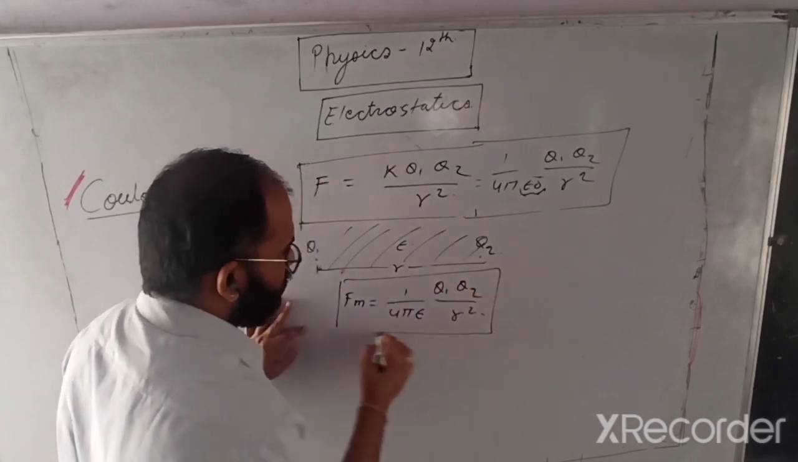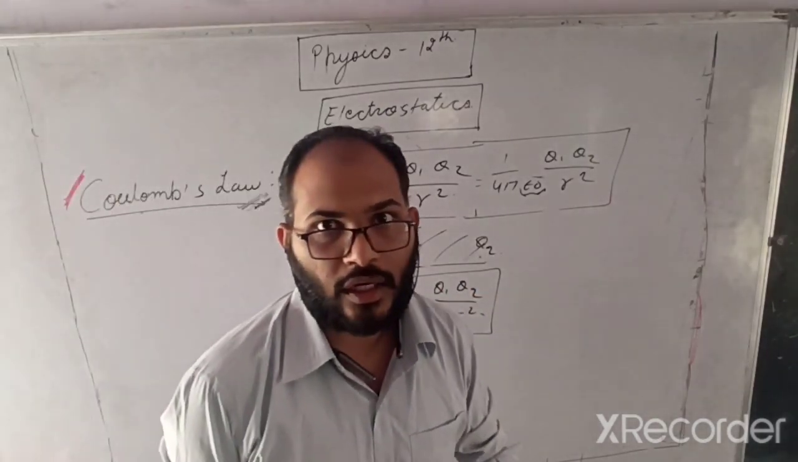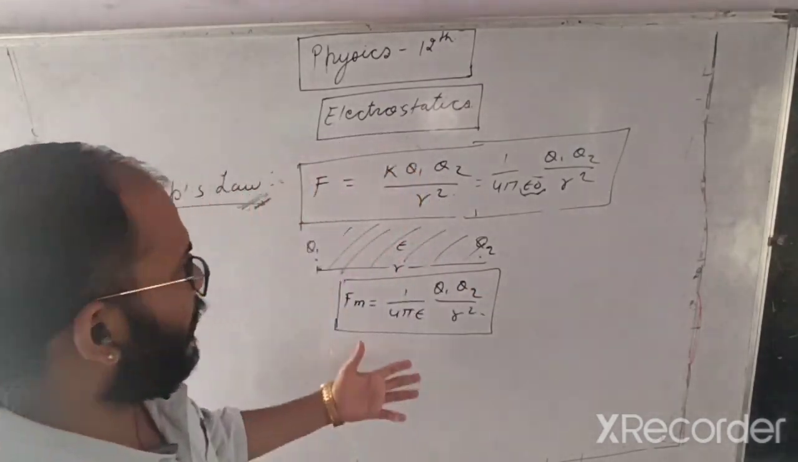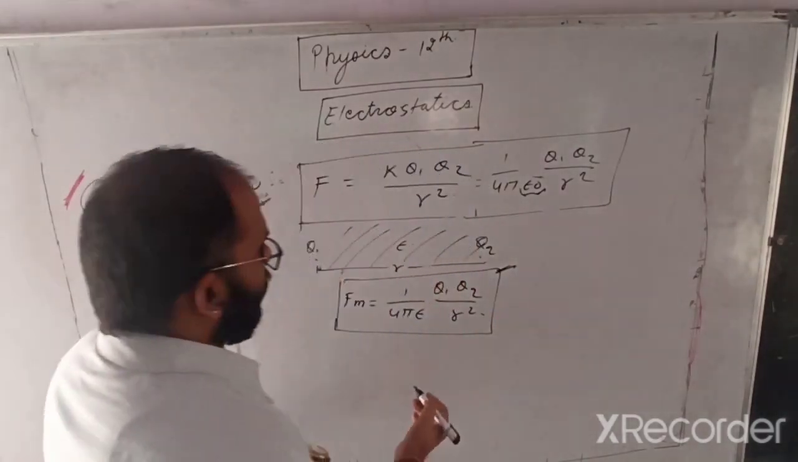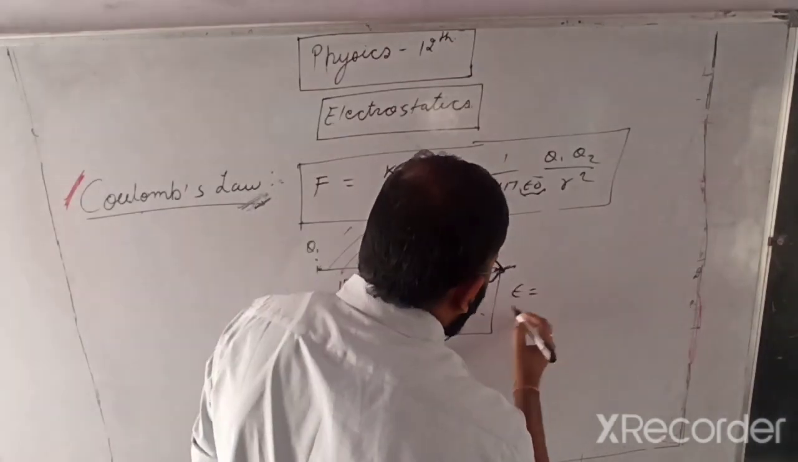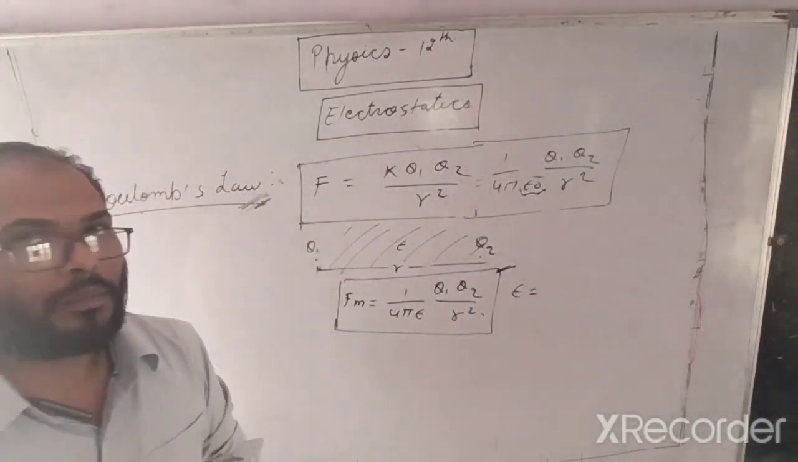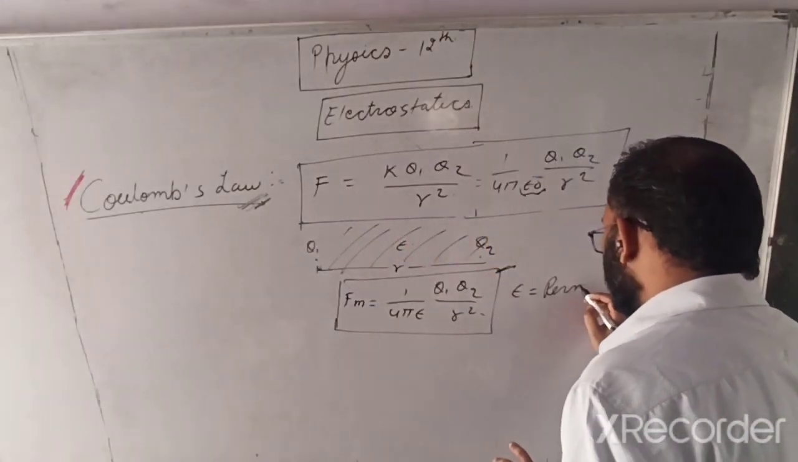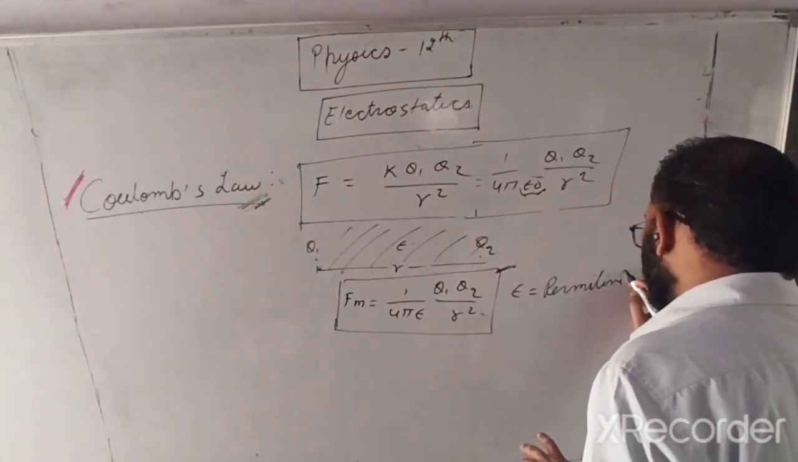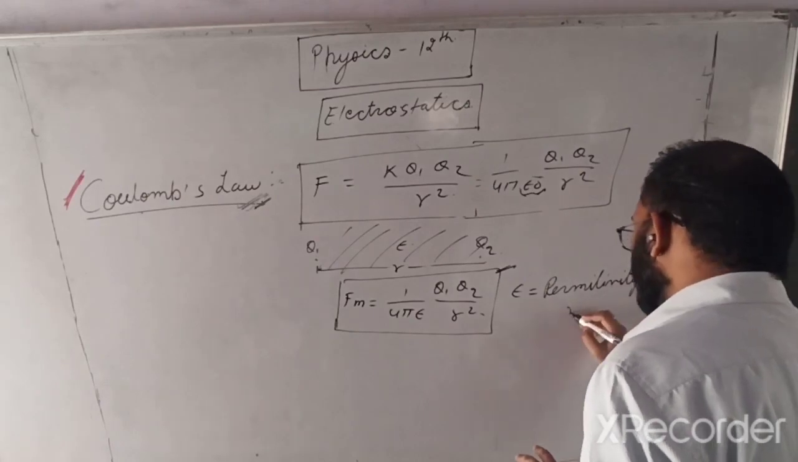Is that clear? Any doubts about this? Let's move ahead: epsilon is the permittivity of the medium.